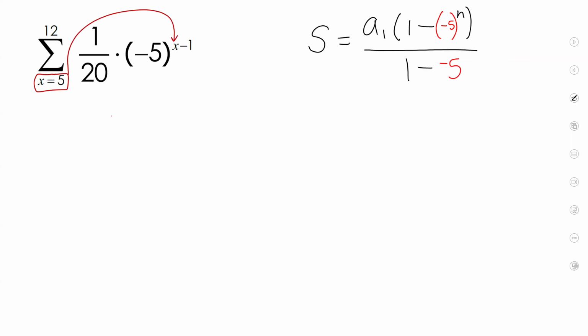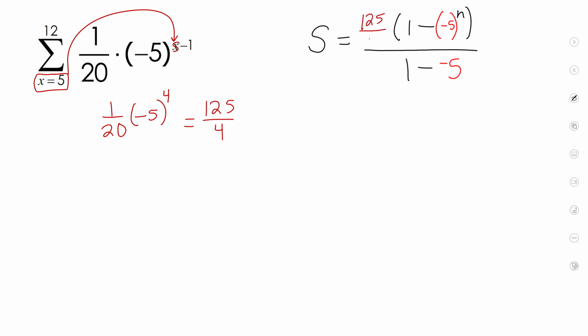What do we get? 1 over 20 times -5. 5 minus 1 is 4. Can you guys type that in? Let me know what that is. I'm sorry, say that again. Thank you, 125 over 4. So guys, that's our very first term. That's going to go right over here for the first term of our series.